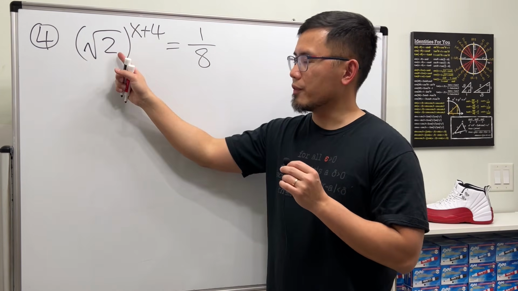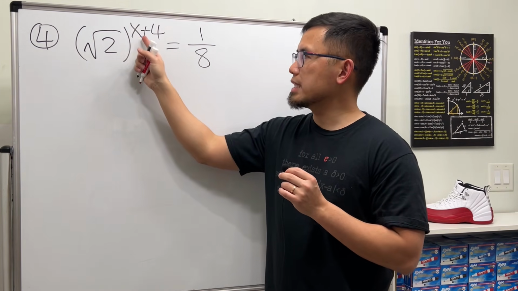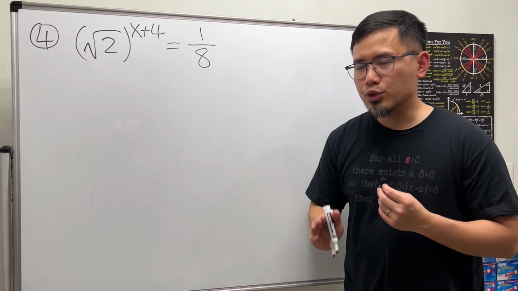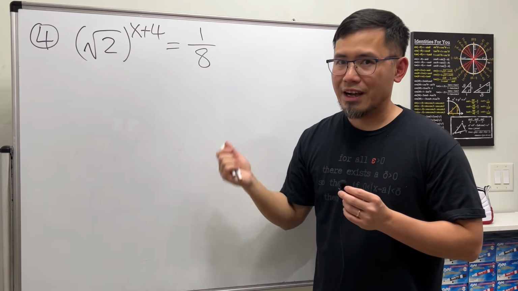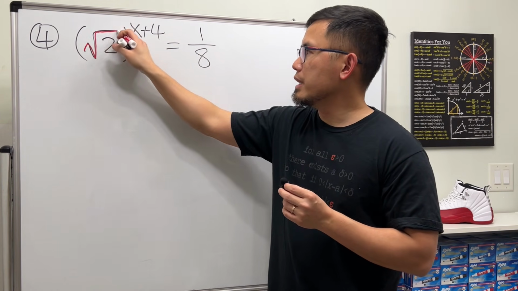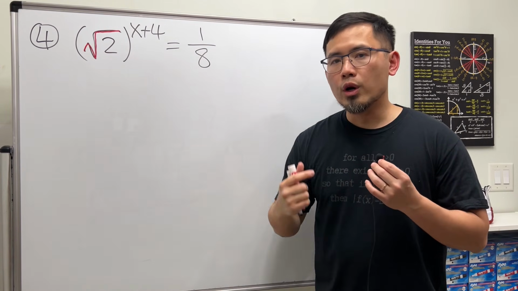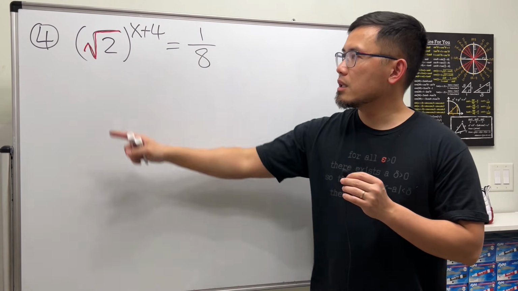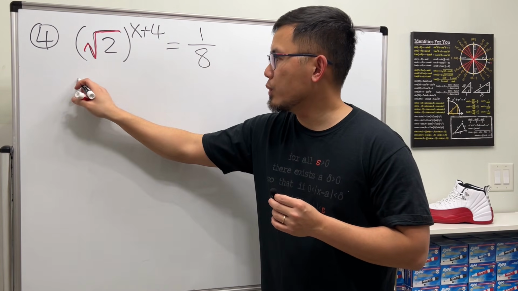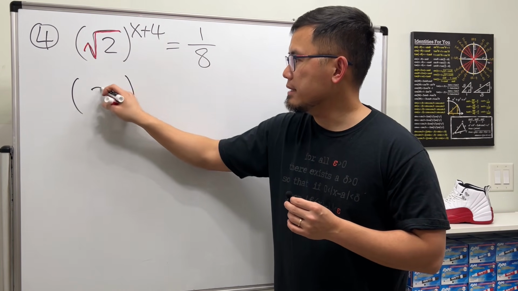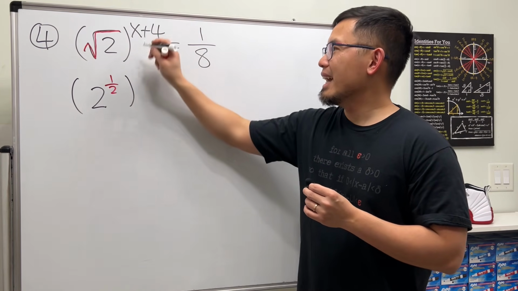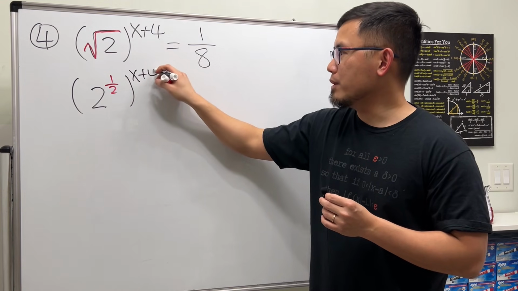Okay, number 4. We have square root of 2 raised to the power of x plus 4. That's equal to 1/8. So let's try to write both sides with the same base. Here we have square root of 2. Don't work with a radical, work with a rational exponent. Radical 2 right here means the half power. So we can write it as 2 for the base, raised to the power of 1/2, and then we still have the x plus 4 power.